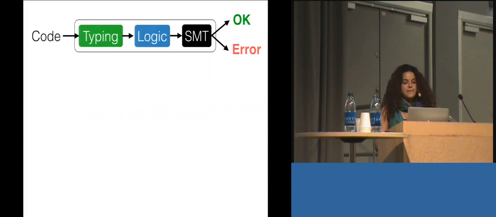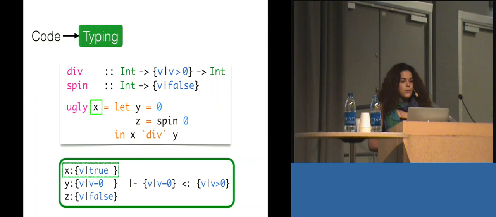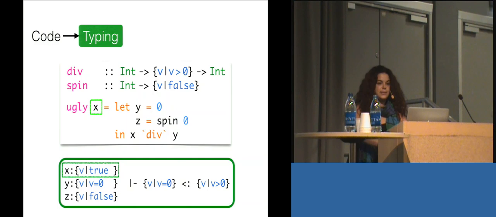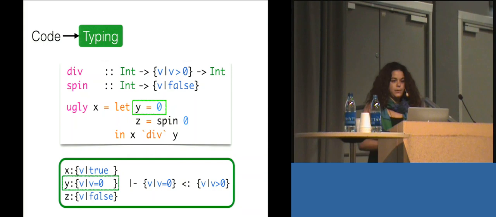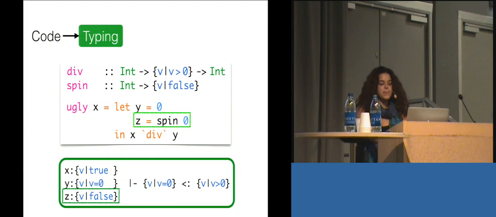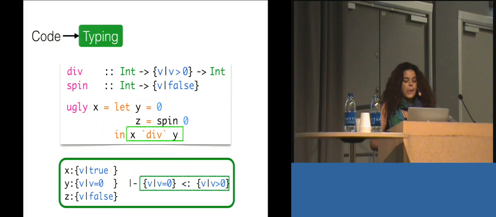Now, given that, we want to refinement type check our function ugly. We know nothing about the argument x, so we assign the type that says x is a value such that true. We know that y is a value that is exactly equal to zero. And also we know that z satisfies the predicate false because it came as the result of the function spin. Now, under this assumption, we want to check that actually y is a valid argument for the divisor operator. So we want to check that the type of y is a subtype of the second argument of the divisor operator.